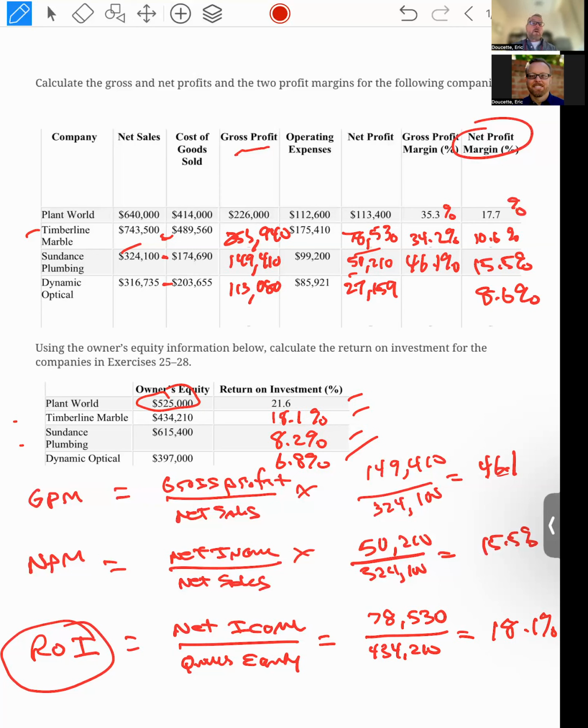And that would be part of your understanding how to put together an income statement or put together a balance sheet. So hopefully this was helpful.